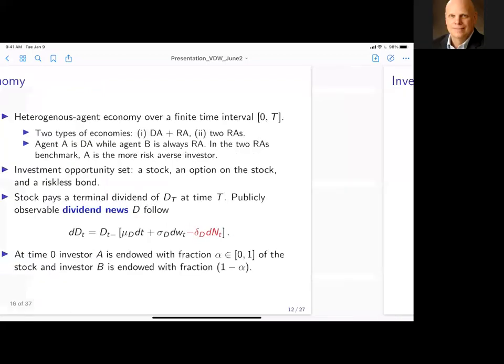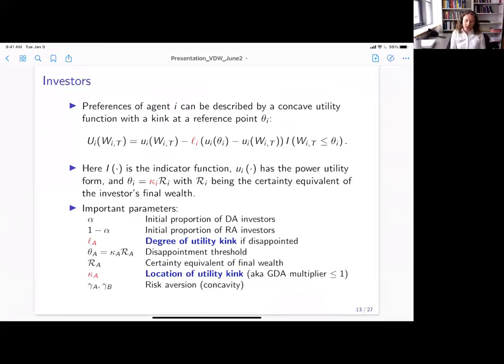So in terms of preferences, we will have this GDA, generalized disappointment aversion. As I showed you, it's just a kinked utility function. But importantly, this kink is not exogenous. It's tied to the certainty equivalent of the investor's final wealth. And really the two parameters that are important here, and this is exactly the second asymmetry that we need, are again the L and the kappa. The L will control the degree of the kink, or the slope of the function below the kink, and kappa will control the location of this utility kink.